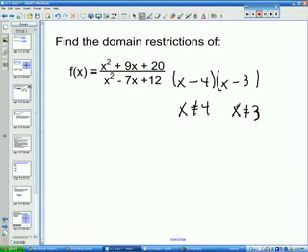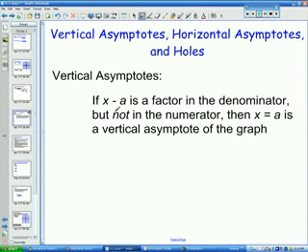Okay, so let's move on to the next idea. Obviously, if you have questions here, pause it and go over questions together. Okay, so the next idea is talking about vertical asymptotes, and you should have this in your notes. I just want to talk about this for just a second, just to make sure we understand what this says. It says if x minus a is a factor in the denominator, but not in the numerator, then x equals a is a vertical asymptote of the graph. We're going to look at some examples of this, but just so you know, this is what constitutes a vertical asymptote in our graph.